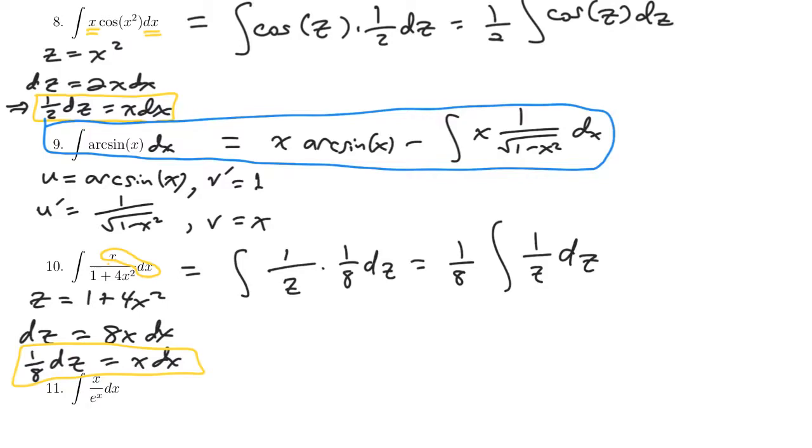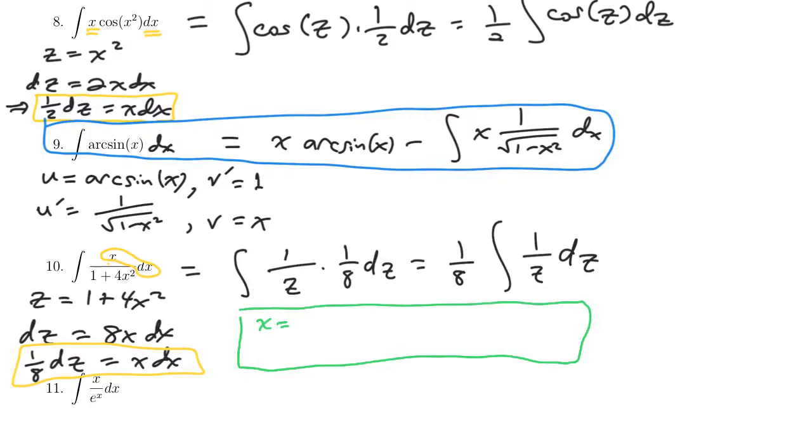This one, you might have been tempted to do using a trig substitution, because we do have the form here of something squared plus something squared. So if you were thinking along those lines, I would encourage you to just go ahead and give it a try. It will work out just fine. There's nothing wrong with doing that.